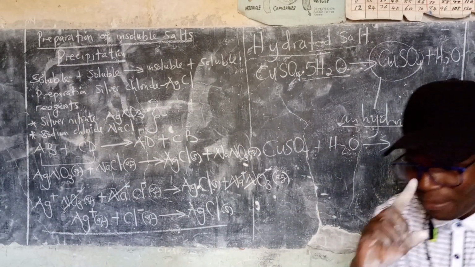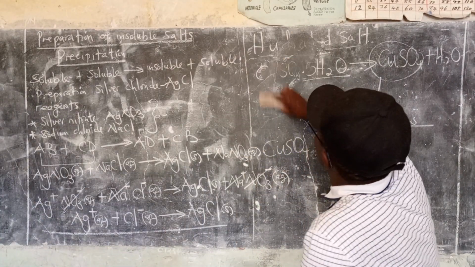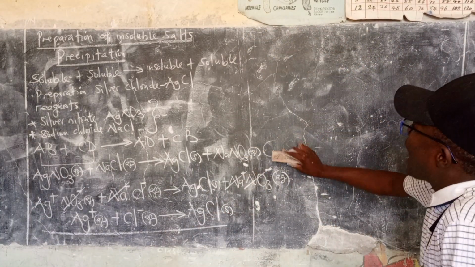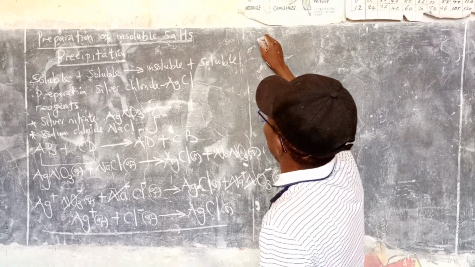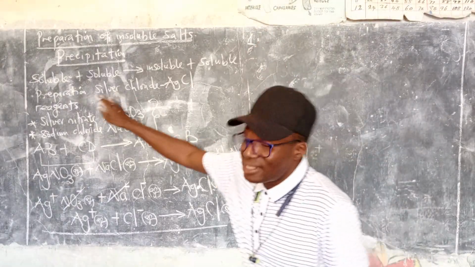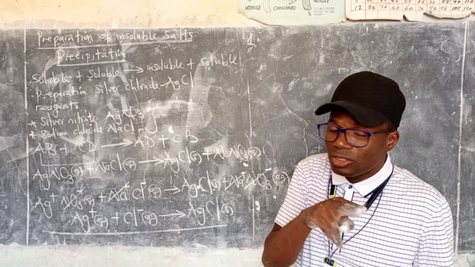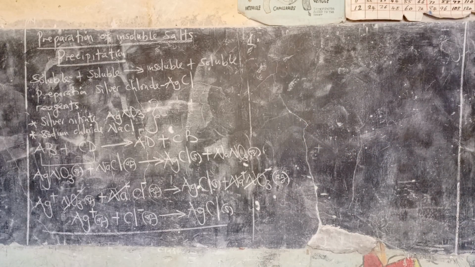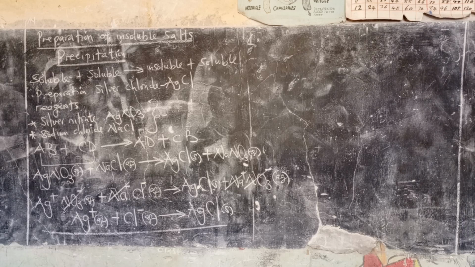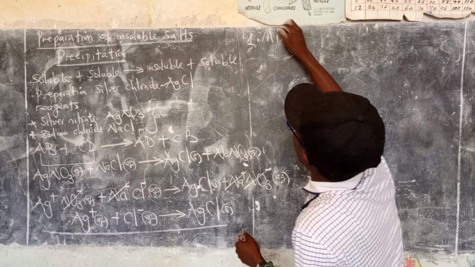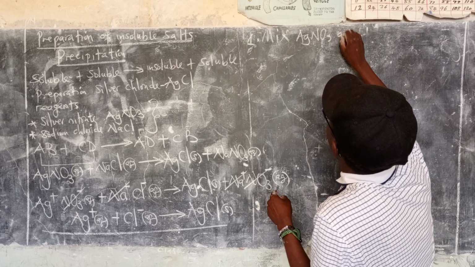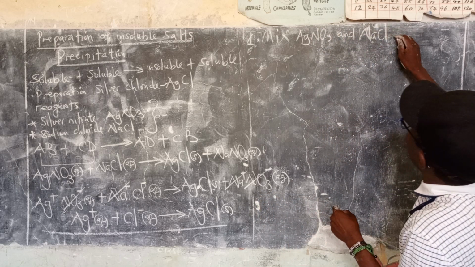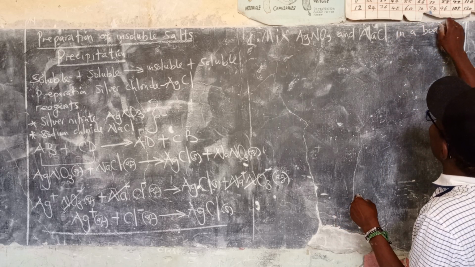I'm not done. How then does the question come? For example, explain how pure dry samples of silver chloride can be obtained. Now, method number 1. What do you do? Mix. But mix the two soluble salts in a beaker. Do not just say mix the two soluble salts into the beaker. Mention the names. So you say mix silver nitrate and sodium chloride in a beaker and stir.